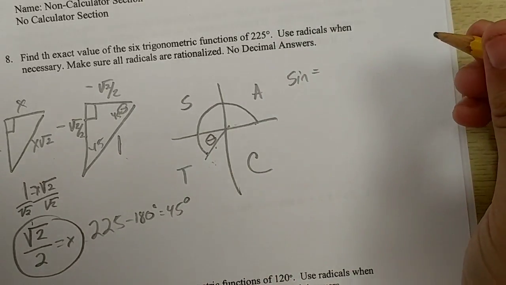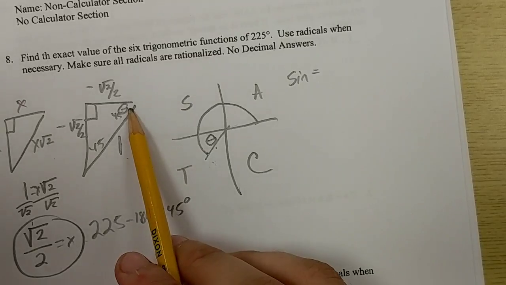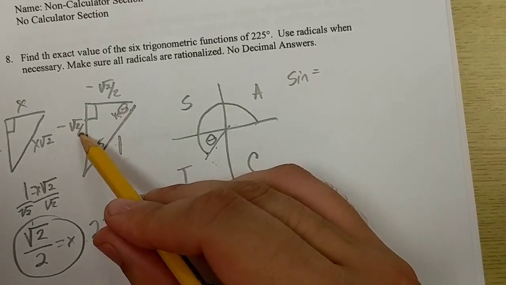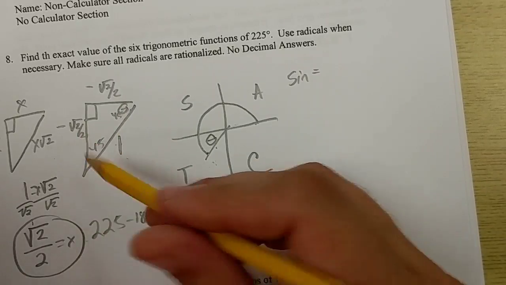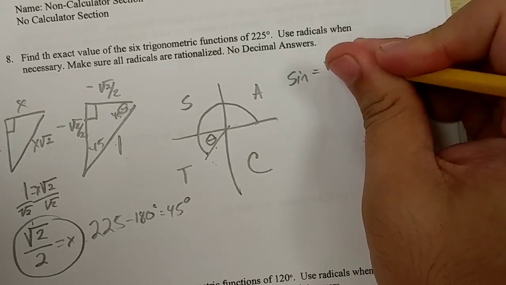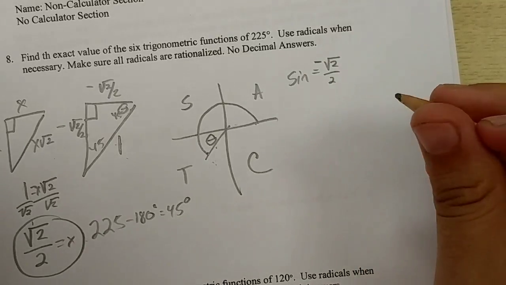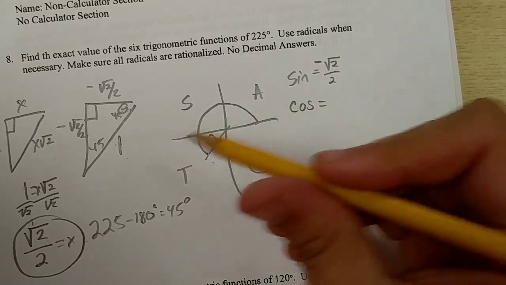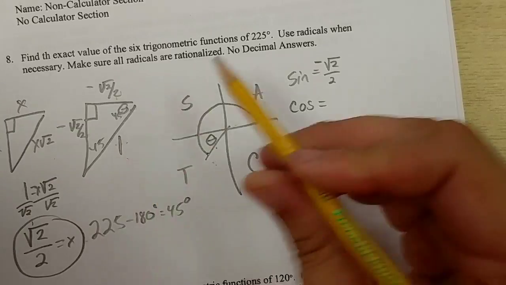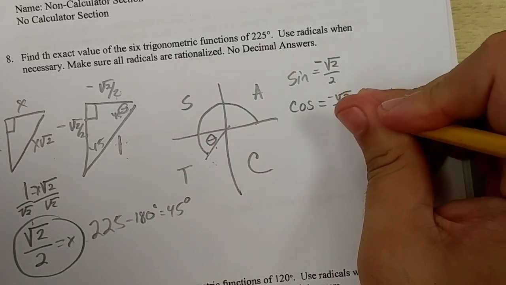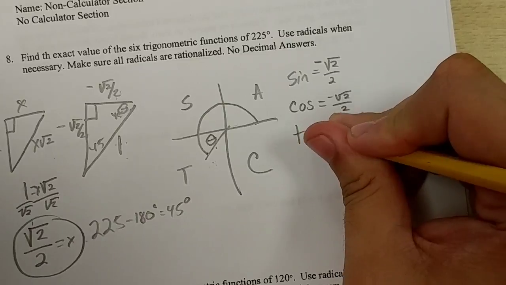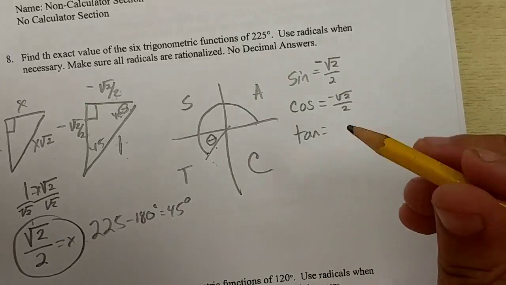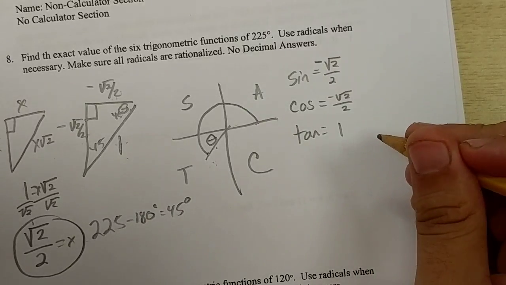Now, sine is from this angle here, so opposite over adjacent. So opposite over hypotenuse, I'm sorry. So that's root 2 over 2 divided by 1. Anything divided by 1 is just root 2 over 2. Don't forget the negative. Cosine is going to be negative adjacent, which is negative root 2 over 2 divided by 1. So that's negative root 2 over 2. And tangent is going to be opposite over adjacent. Now, opposite and adjacent are exactly the same number, so it's divided by itself, which is 1.